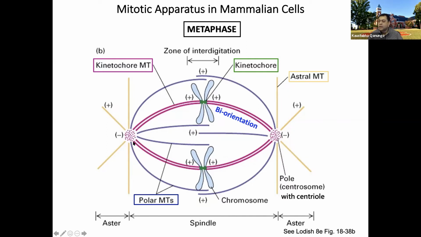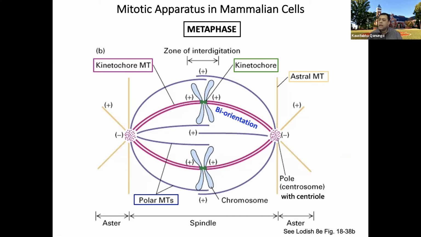So that's basically the structure. And by the help of this attachment of the kinetochore microtubules, these chromosomes will be bi-oriented. That means that they are attached by opposite kinetochore microtubules. This is at the metaphase.